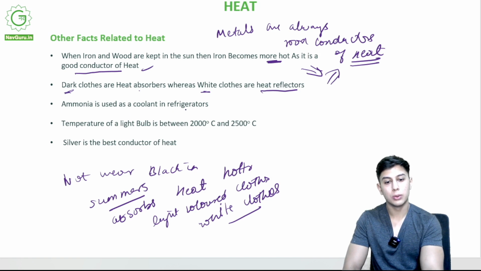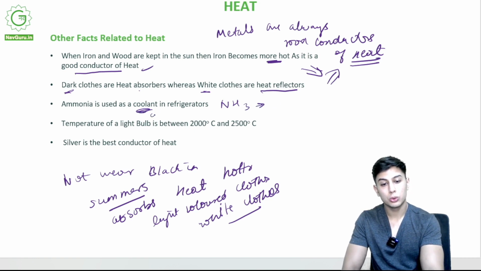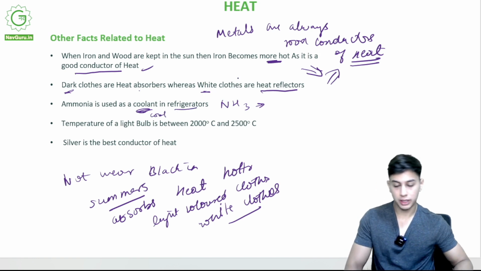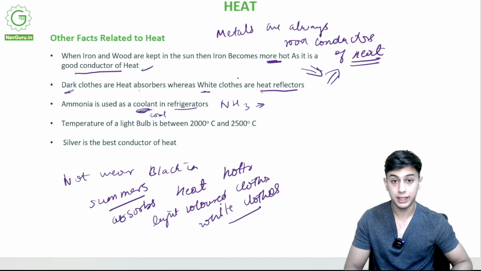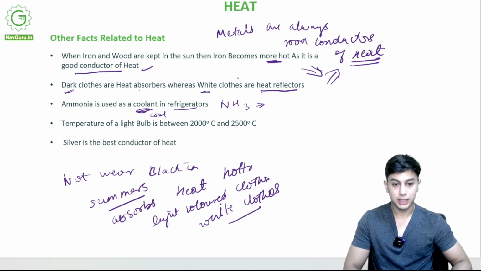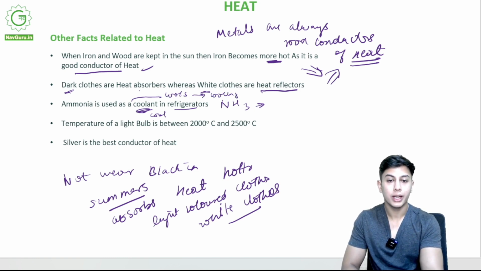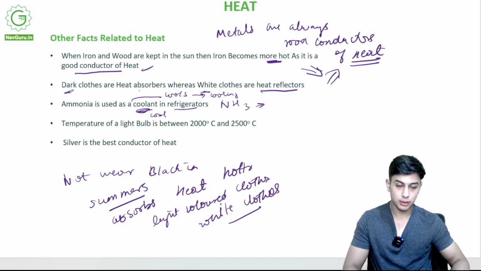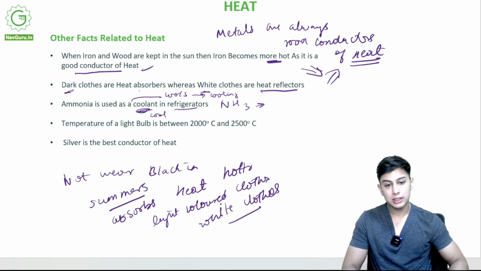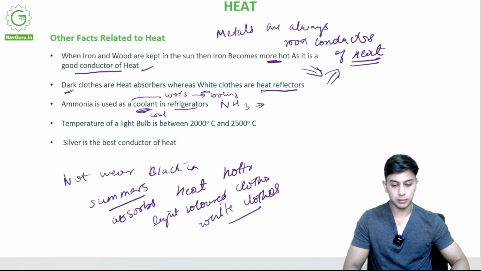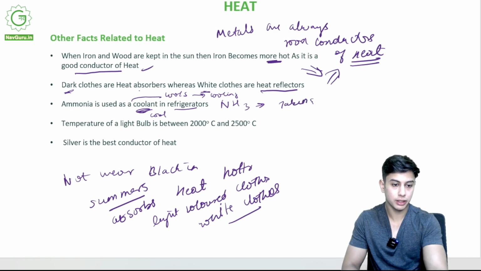Ammonia is used as a coolant in refrigerators. This is ammonia, NH3. Where is it used? As a coolant in refrigerators. When you open a refrigerator and gas is coming out, is that air? No. It is comprised of various gases that act as a coolant. What is a coolant? Something that cools, that produces cooling. Your ACs have coolants, everything has coolants. What is it doing? It is not letting heat come. It is taking away the heat.